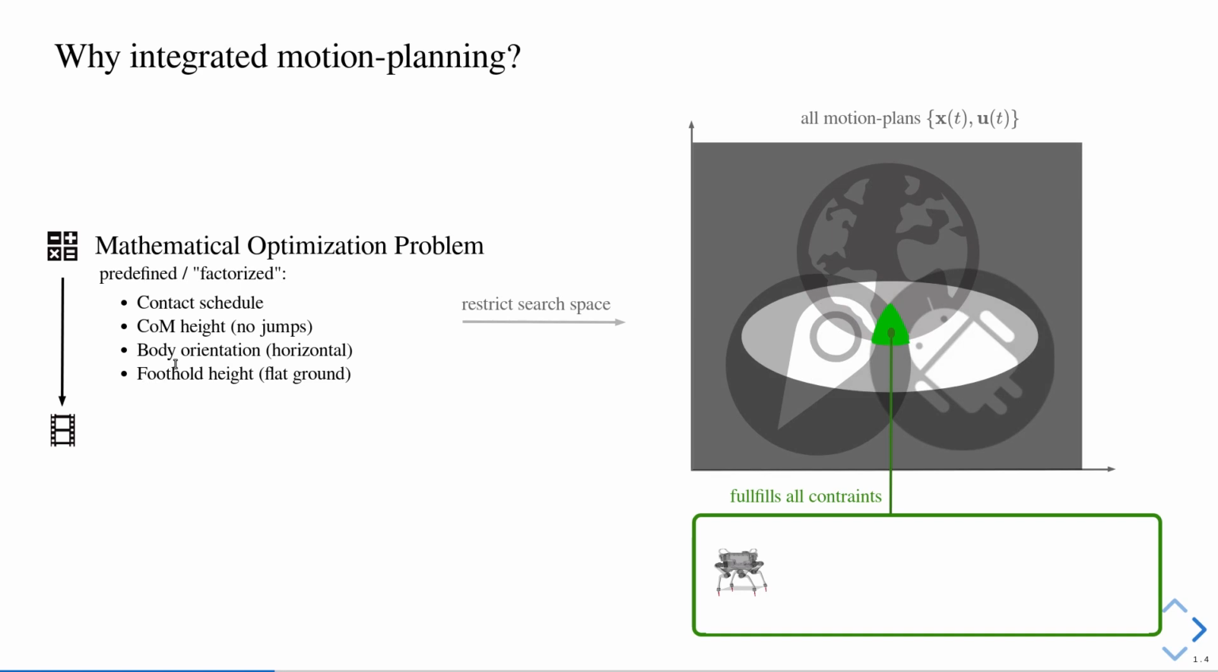So one way to increase the chances of finding a feasible motion plan is just to try to open this search space up as much as possible. So try to give the solver as much freedom as possible to tune as many elements in order to reach that green feasible area. And this is what we call integrated motion planning. So fixing as few elements as possible in advance. And that's the motivation for our work in order to increase the likelihood of finding a feasible solution to all the constraints.